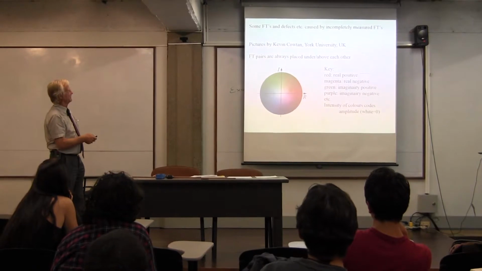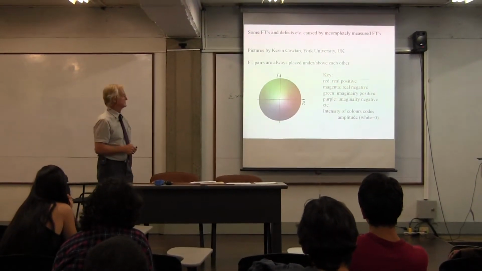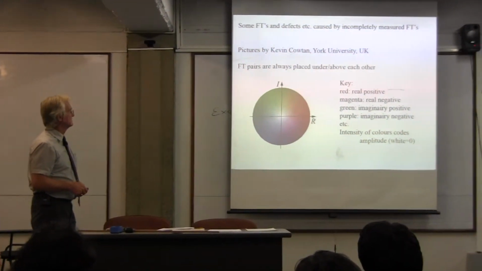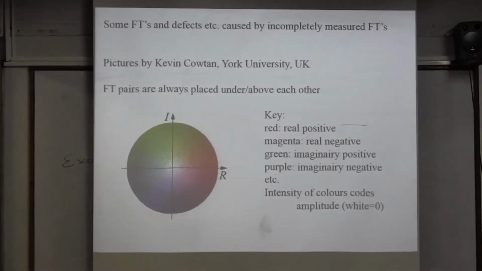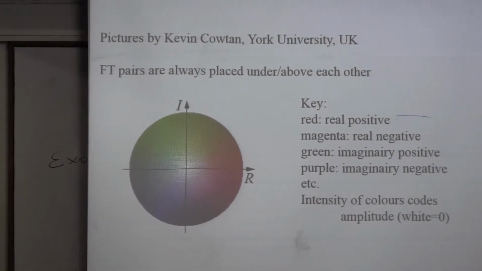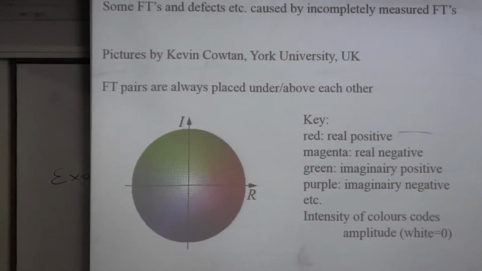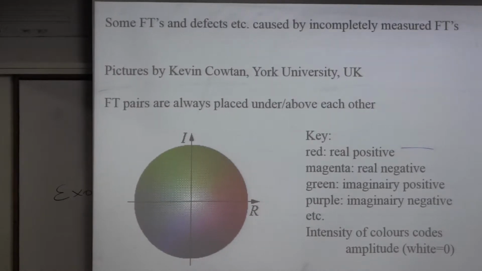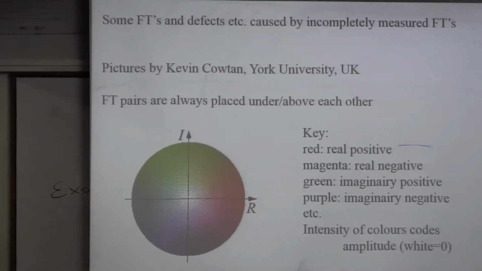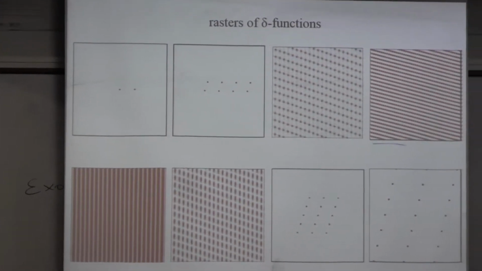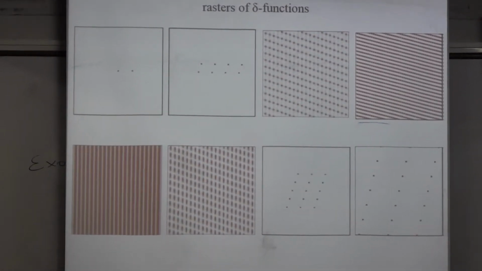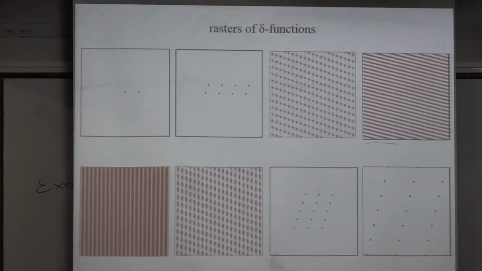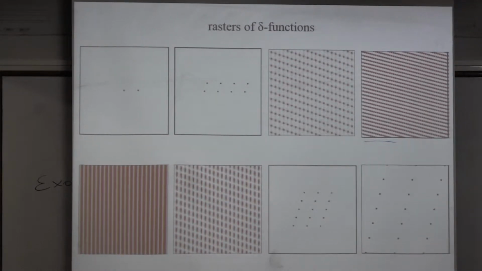And that's why I have a set of pictures which I think are rather interesting in that respect. There's a guy at York University in the United Kingdom who's made nice pictures of Fourier transforms, which he has even color-coded so that he can give the real and the imaginary part in one picture. And I will show you a set of pictures just to give you a feel for going back and forth. A raster of delta functions is one of the things that he has looked at. And the first one that you see there is just two delta functions.